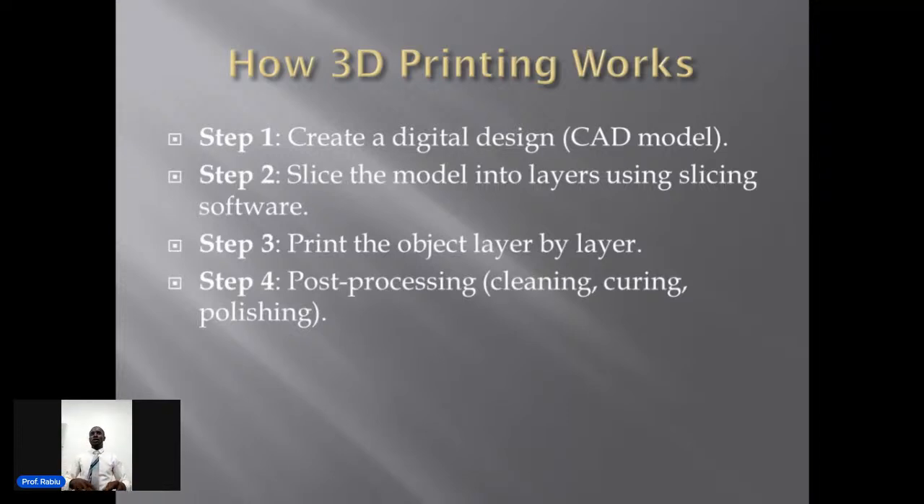Layer by layer. It starts with the base. Why does it need to create the base? Because you don't want your print to have an issue when you are done with the printing. You cannot remove it from the tray. You want it to be easily removable, right? And you don't want it to move during the printing.